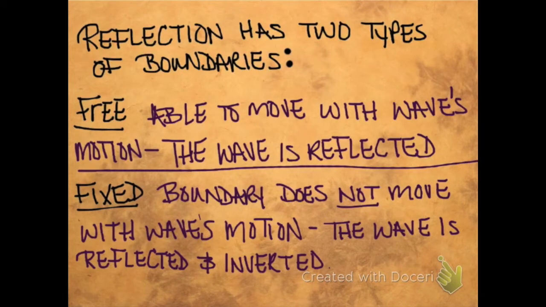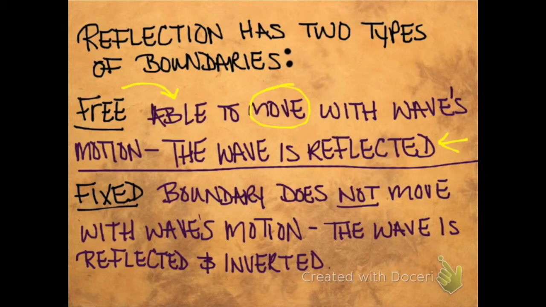Now, reflection has two types of boundaries. We have a free boundary and a fixed boundary. A free boundary is a boundary that's able to move with the wave's motion. So if you loosely tie a rope onto a pole, and you shake the rope back and forth and it can move with it, that is a free boundary. It's able to move. And when you have a free boundary, you end up with a wave that is reflected off of it. So free boundaries are able to move with the wave's motion, and the wave ends up being reflected.